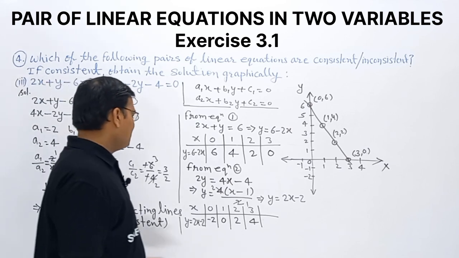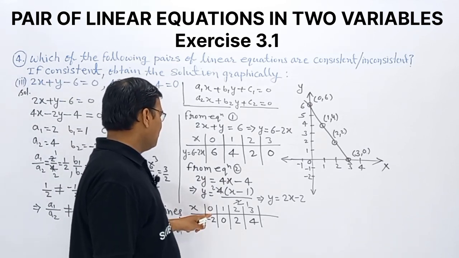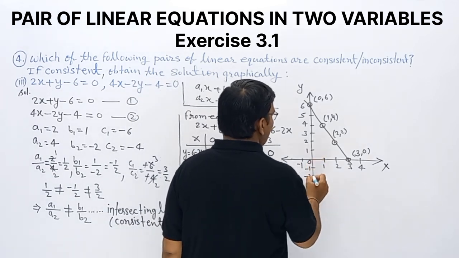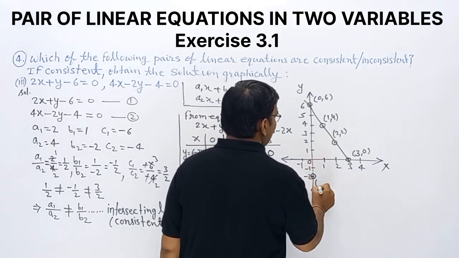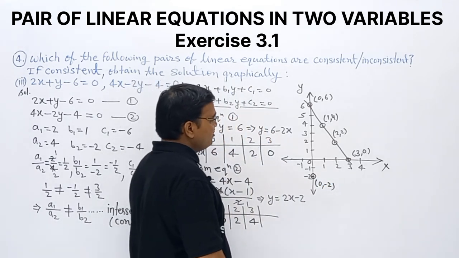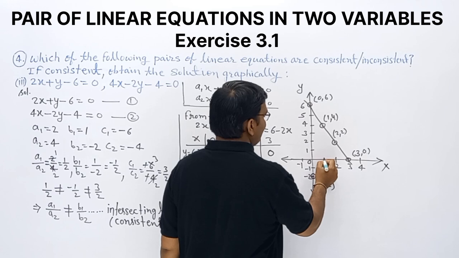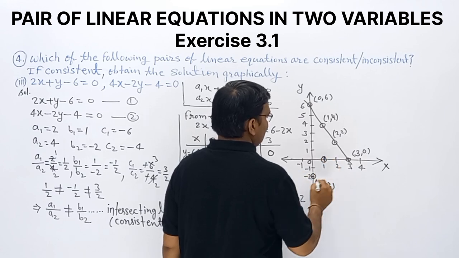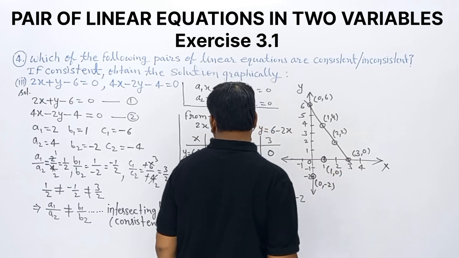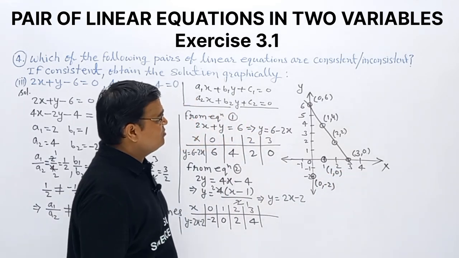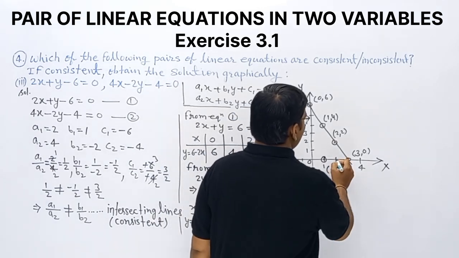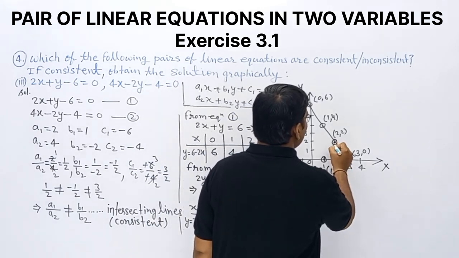Clear? Now for the second equation, the first coordinates are (0, -2), so the point will be here. Now the next one, (1, 0): x is 1, y is 0, and the point will be there. Next one, (2, 2): x is 2, y is 2. Again we get a point here.